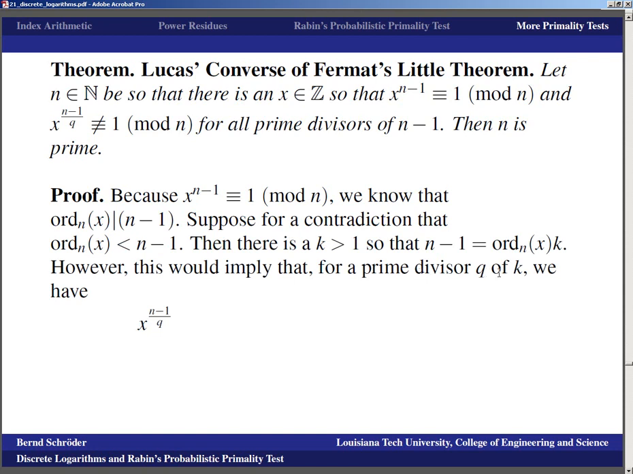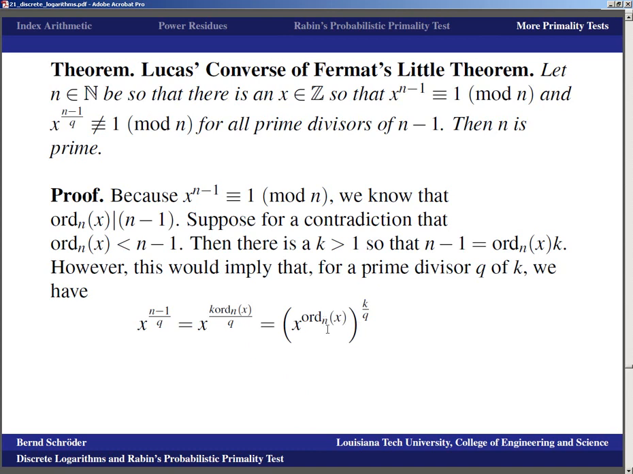And that would imply that for some prime divisor q of k, we have that x to the n minus 1 over q, which is of course x to the k times the order of x modulo n divided by q, is x to the order of x modulo n raised to the k over q, right? This is a standard trick that we have also seen a couple of times, that you pawn your denominator off to the more convenient part of the numerator.